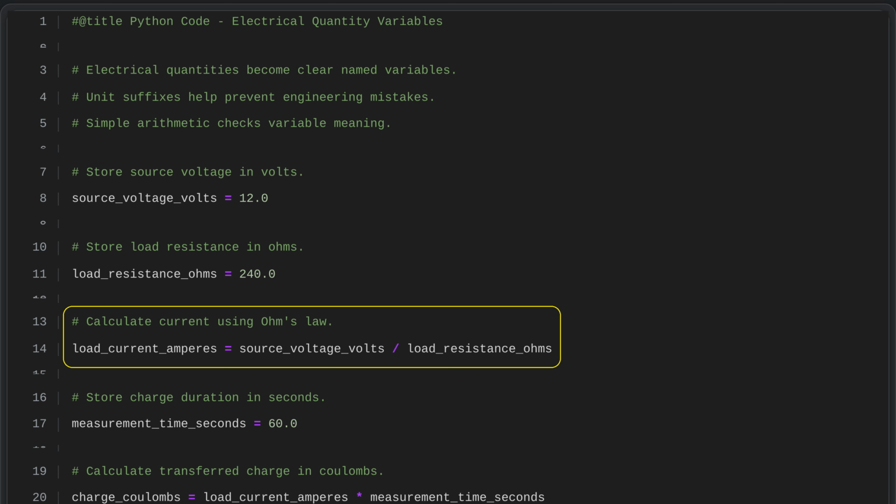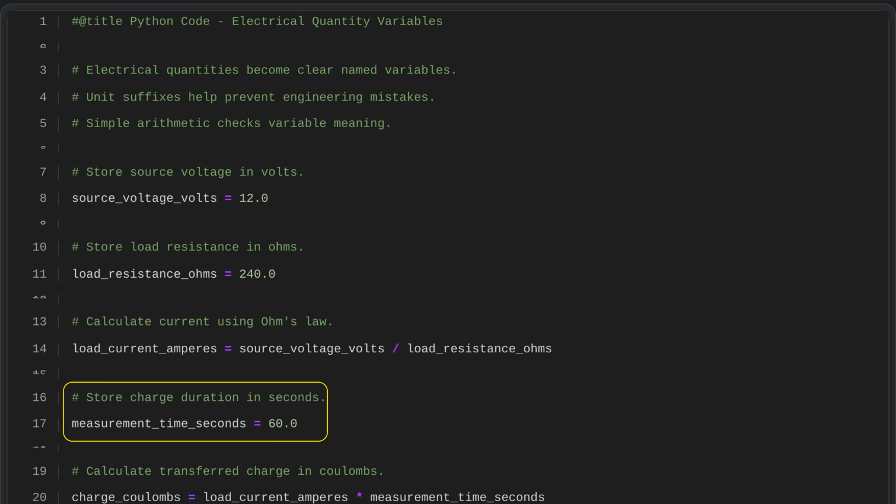Use Ohm's law to find the load current by dividing the source voltage by the load resistance. The result, measured in amperes, shows how much electric charge flows through the circuit. The time interval for measuring charge is set to 60 seconds. This provides a fixed duration for later calculations involving electrical charge transfer.